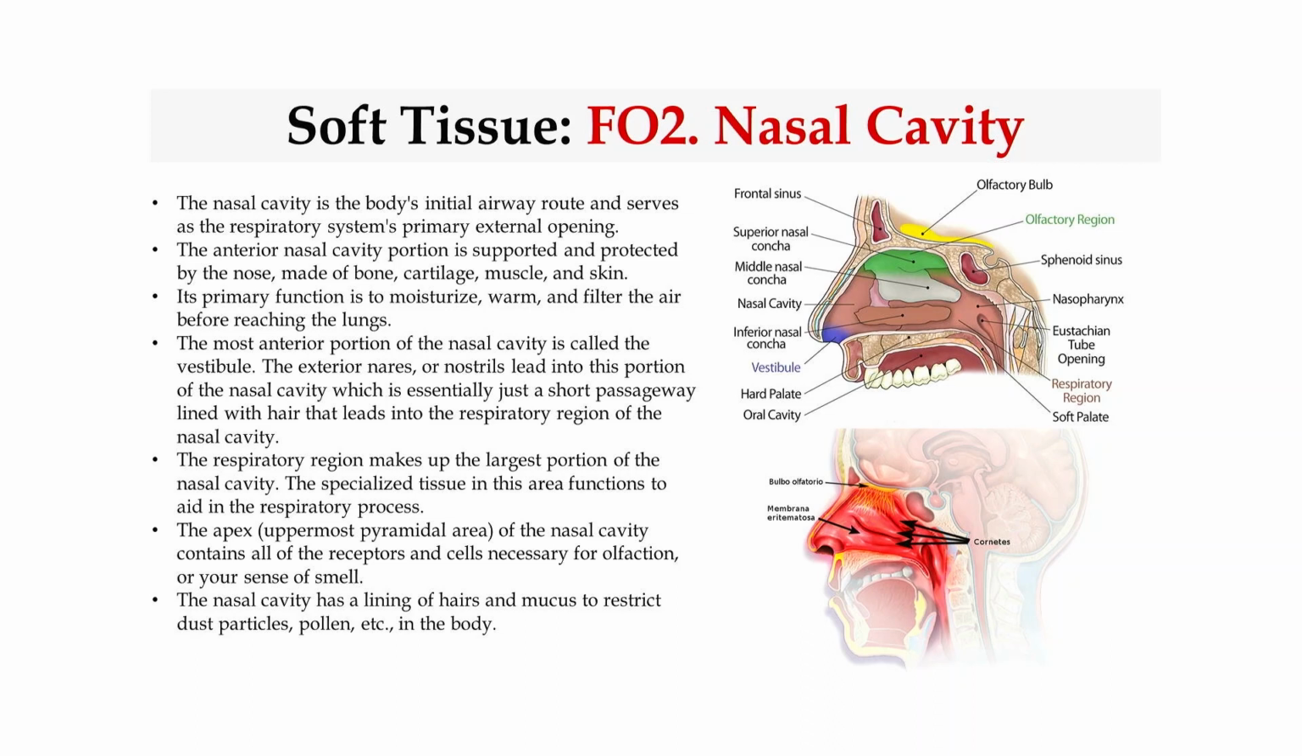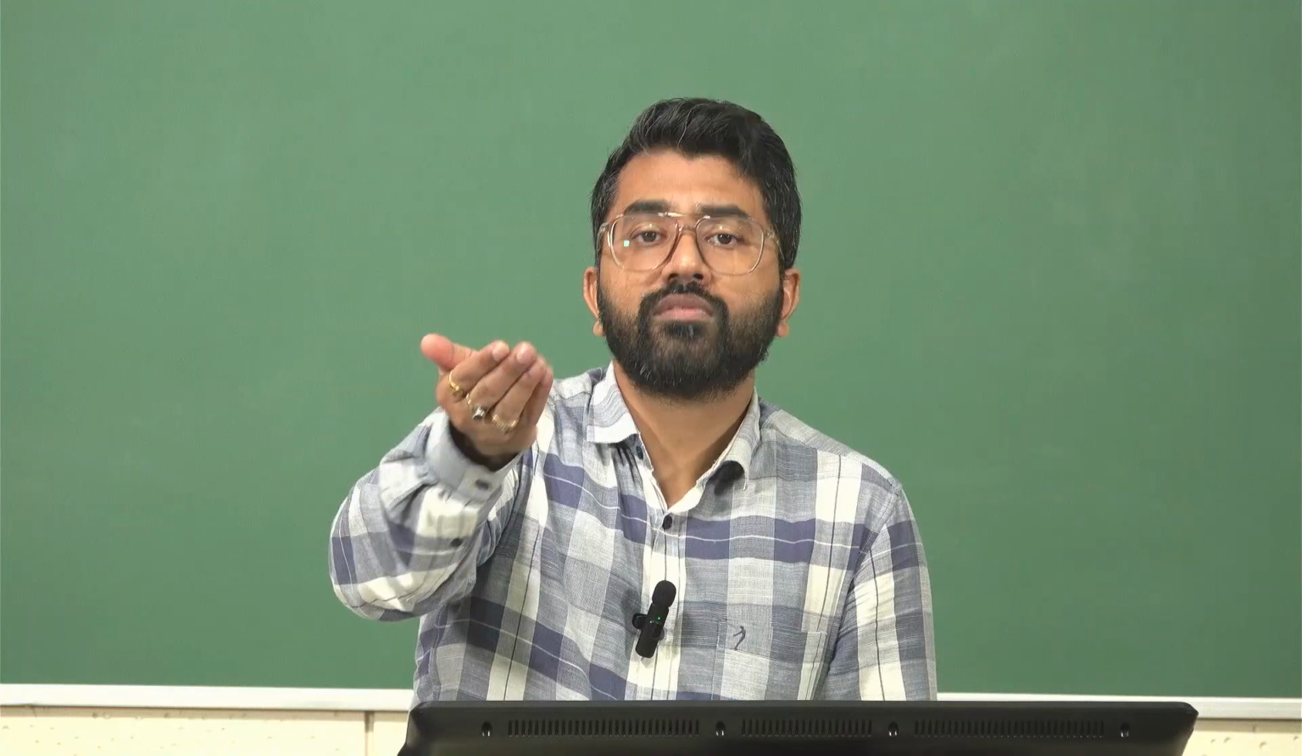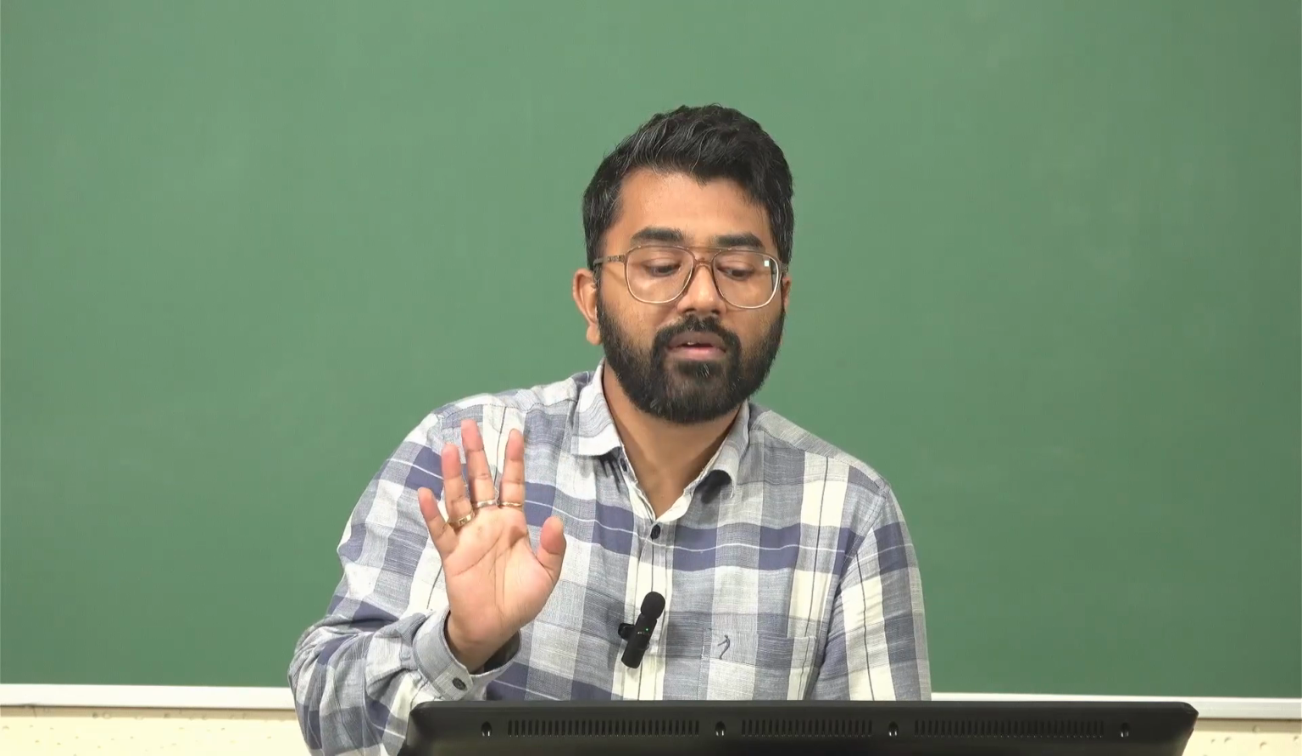The nasal cavity has everything to do with our nose. It is the body's initial airway route and serves as the respiratory system's primary external opening, right? The anterior nasal cavity portion is supported and protected by the nose, made of bone, cartilage, muscle, and skin, right? Anterior is always in the front. Whenever we are talking in this course, anterior is in the front and posterior is on the back, right? So anterior is the front of the nose.